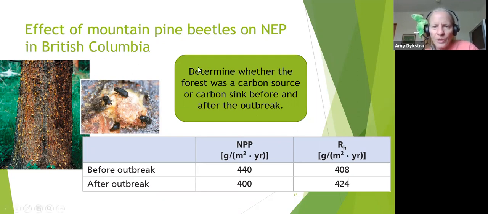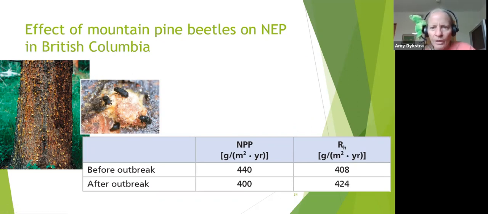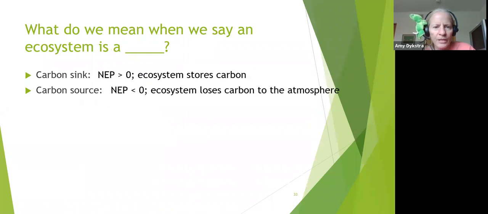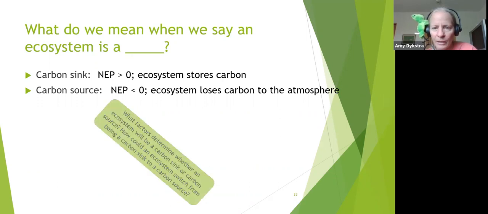So how do you determine whether this forest is a carbon source or a carbon sink? Well, it's very simple. You just subtract the respiration of the herbivores from the net primary production. Remember, and then you get NEP, and then you're going to use this relationship where if NEP is greater than 0, then that means that the ecosystem is storing carbon and it is a carbon sink.